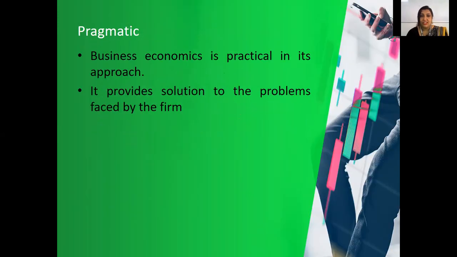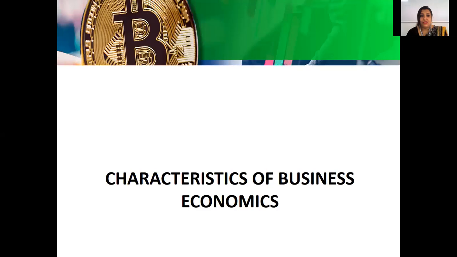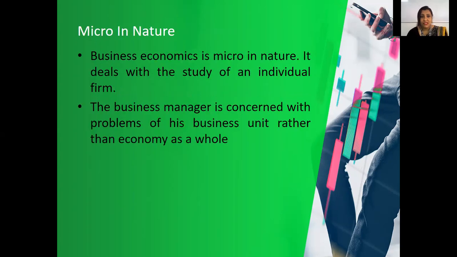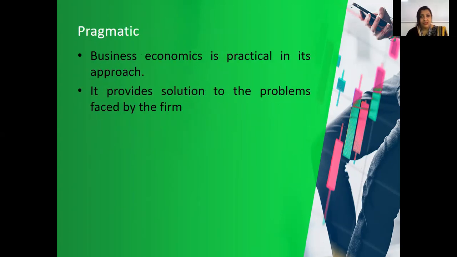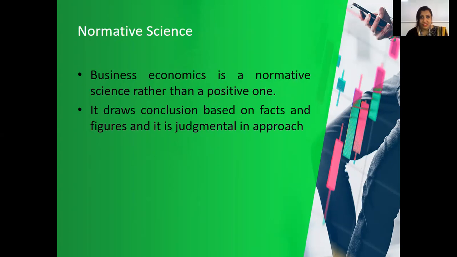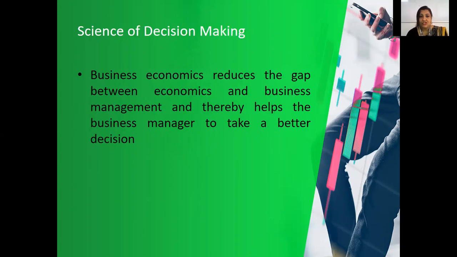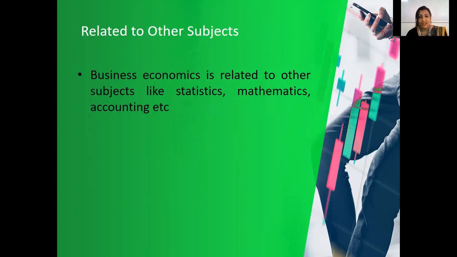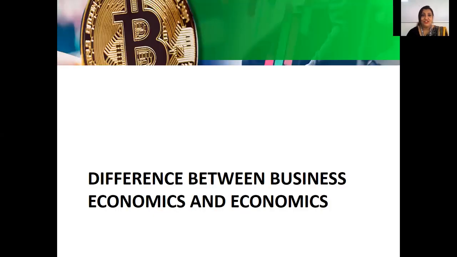So we have discussed a few features or characteristics of business economics. First, it's a new discipline. It's a separate branch of economics. It's micro in nature. It's pragmatic. It's a normative science. It's a science of decision making. It is a study of allocation of resources. It is related to other subjects. So these are the features of business economics.